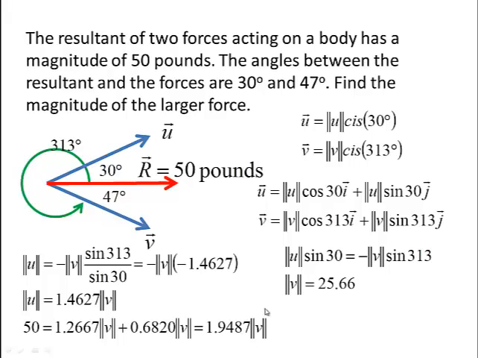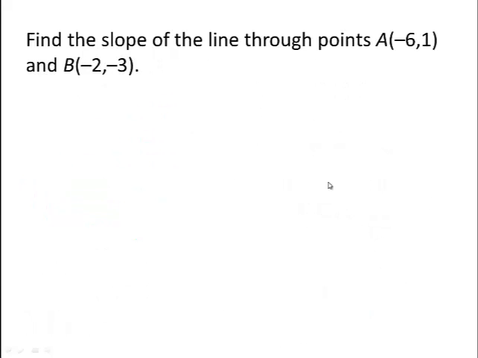Okay, and then dividing both sides by 1.9487, I get 25.66. That's solving for V. It's dividing both sides by 1.9, 50 divided by 1.9. And if I know that's V, I can always put that in here and get U. So these two are my two forces, and it looks like this is the bigger force, so that's my answer, because it said find the magnitude of the larger force.